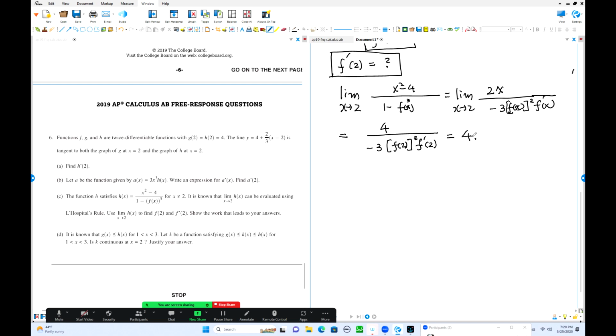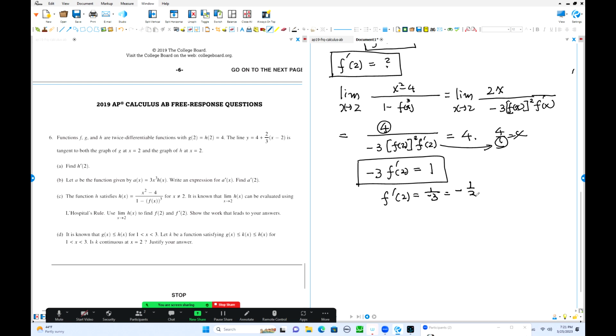The limit value as x approaches 2, okay? Now, the bottom should be equal to 1, right? So negative 3, f of 2 is 1 there. So negative 3 times f prime 2 equals 1, right? Because 4 over 1 is 4, right? The bottom numerator should be equal to 1, okay? So from here we can find f prime 2 equals how much? 1 over negative 3, okay? So we can write negative 1 over 3. That's the answer.